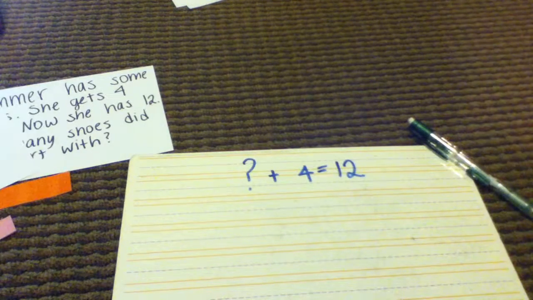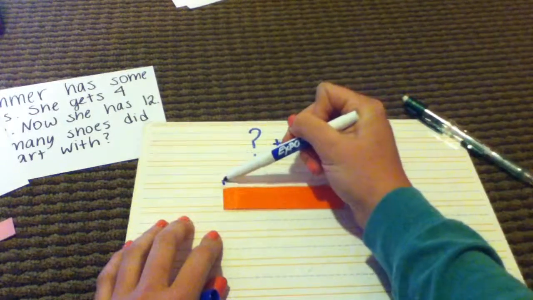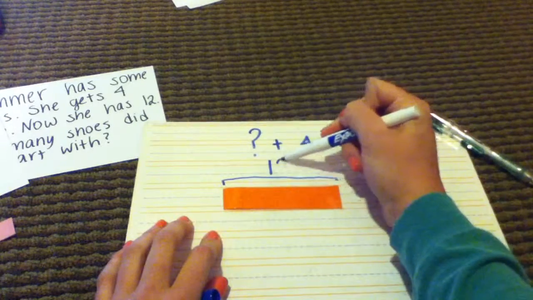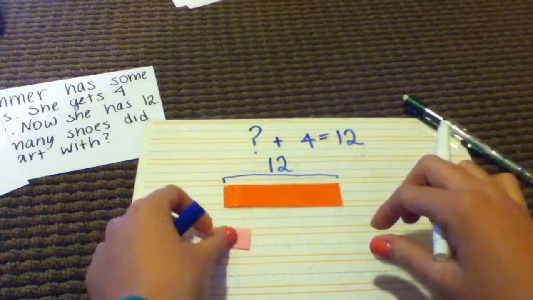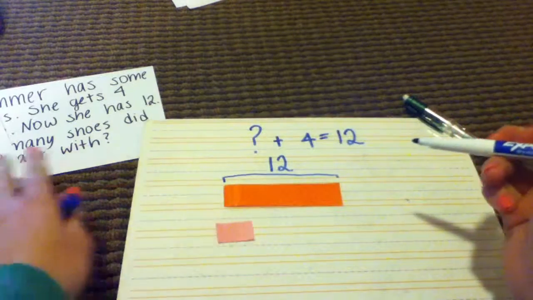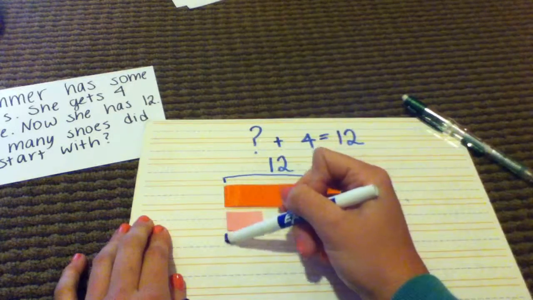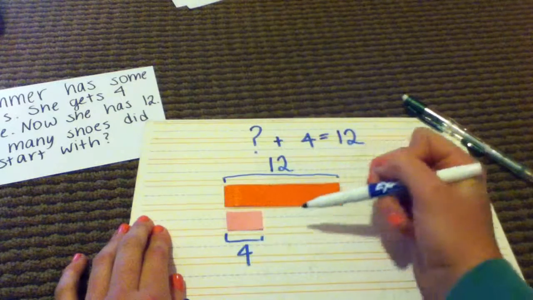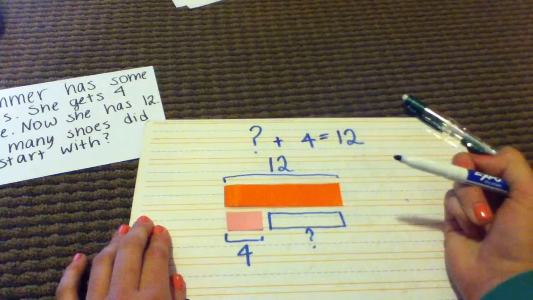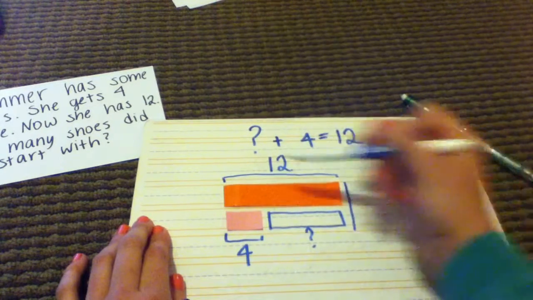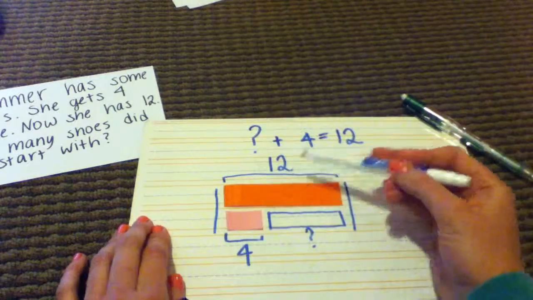And so I have an orange strip right here, and that's going to be our result. So this strip is going to equal 12. And then I have another strip right here, and this is going to be her change in the problem. So right here, this is her change, and we know that her change is 4. So we're going to label that as 4. And then this right here is going to be our question mark. So this is the number of shoes she started with. You can see that when you add up the sides, these two strips should add up to the same length as our result.